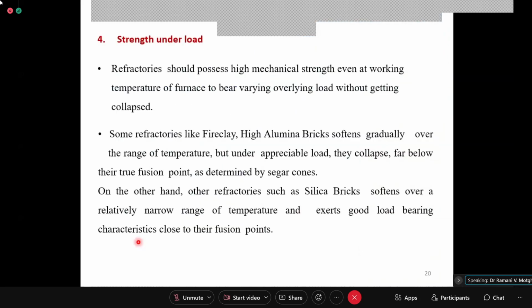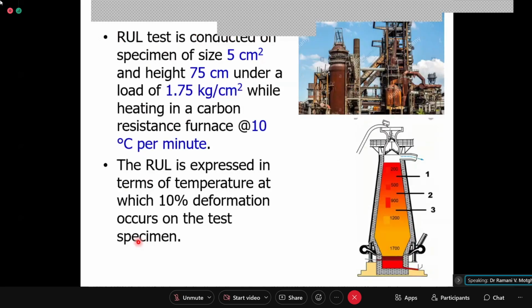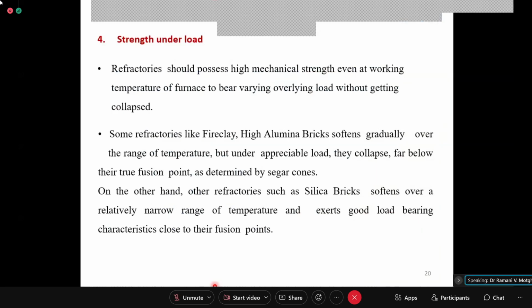So refractoriness under load has to be good. Then only you can select that refractory, especially in case of a furnace where the load is high. You can imagine that the height, if it is say 30-50 meters long, the load at this particular part will be very high. So the refractoriness under load, in no condition should it deform at that temperature and pressure condition. Okay. So strength under load is the refractoriness under load.